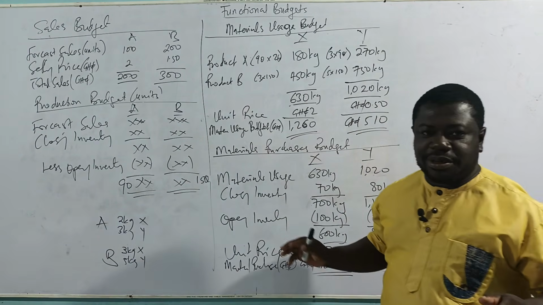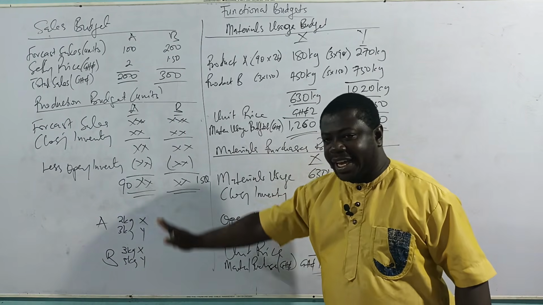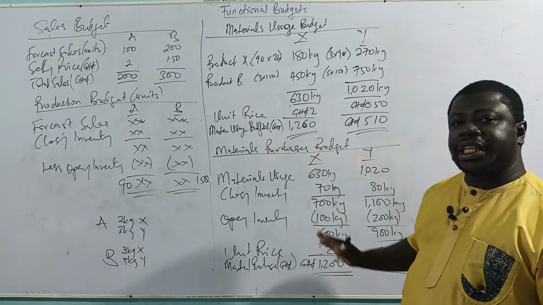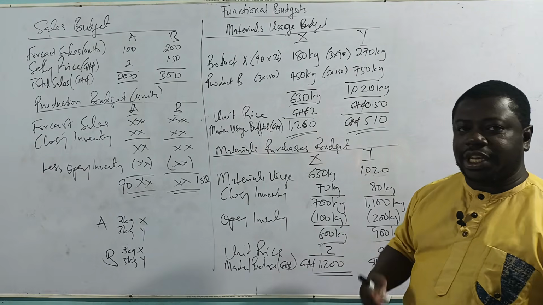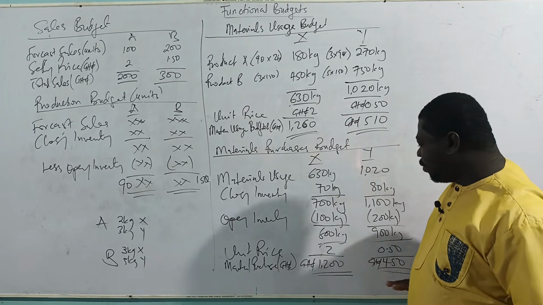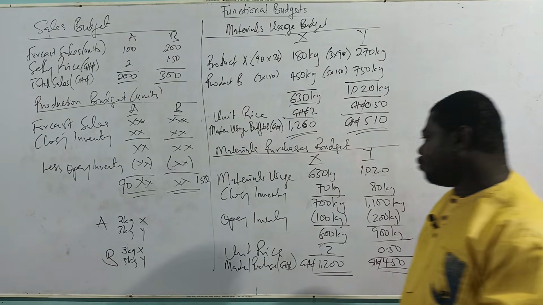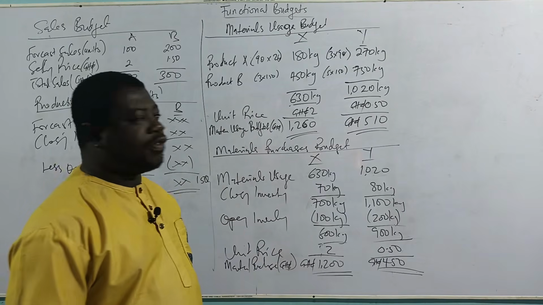So ladies and gentlemen, I'm not solving any question. It's the format I'm giving. I should have used the XXX, but I'm trying to make it more practical by inputting some figures for you to understand how it's prepared. So this is what we call the materials purchases budget. And I am sure it is very understandable for you.